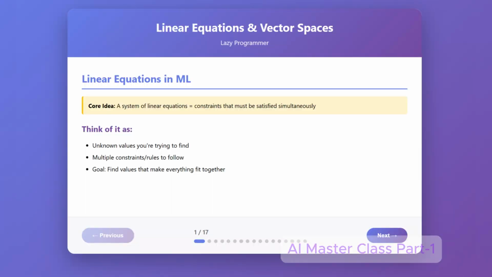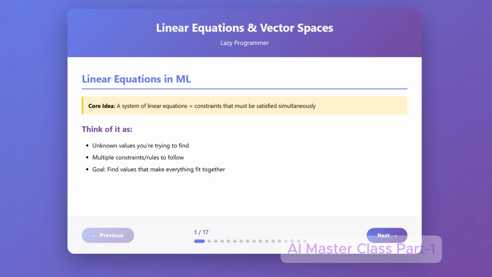We have already covered vectors and matrices. Let us move one step further and talk about linear equations. At a very high level, a system of linear equations is just a bunch of equations that need to be satisfied at the same time. You can think of it like constraints. You have some unknown values and you are trying to find the values that make everything fit together nicely.